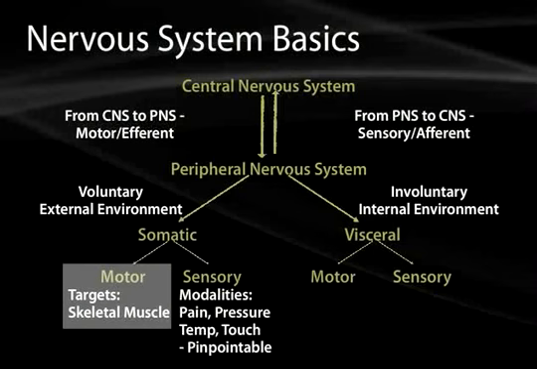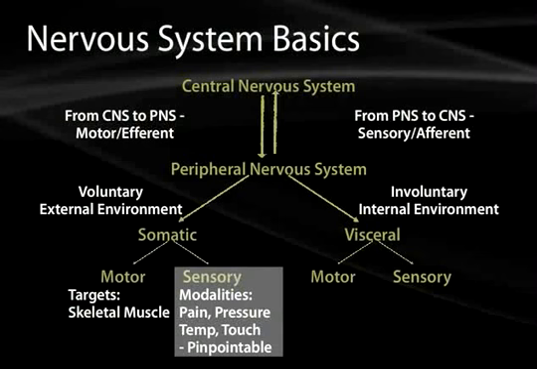The somatic system has motor targets, which are skeletal or voluntary muscle, and the sensory side of this are the different modalities, which I refer to as PT, which really refers to the pain, pressure, temperature, and touch. This sensory feedback is always pinpointable, meaning if you ask somebody where it hurts, they point directly to the area that's affected. Unlike the visceral system, which has motor and sensory components, we'll look at those on this slide. Remember, it's visceral, motor, and sensory.